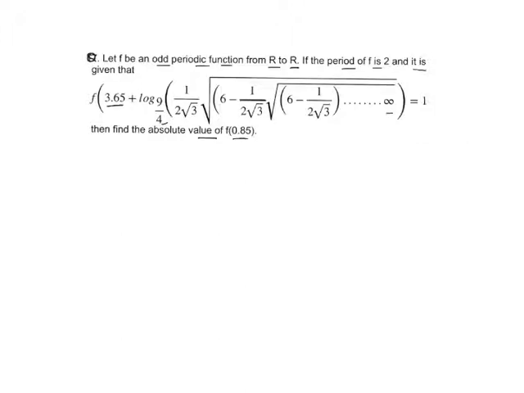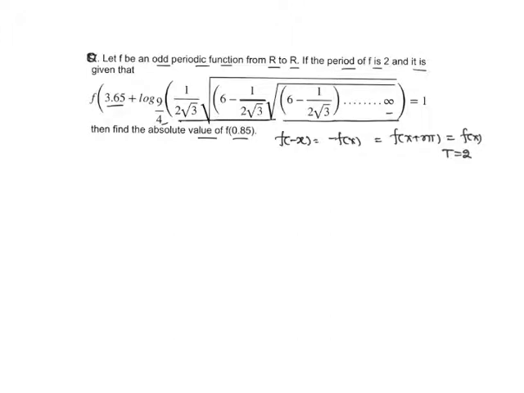So here two things are given. One is f of minus x equals minus of f of x. The other is f of x plus nT equals f of x, where T is 2. Now first we will simplify this equation.